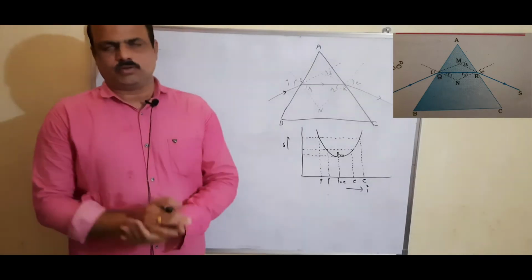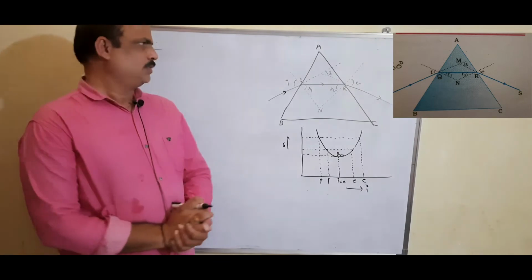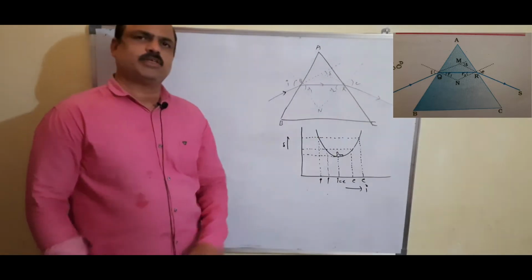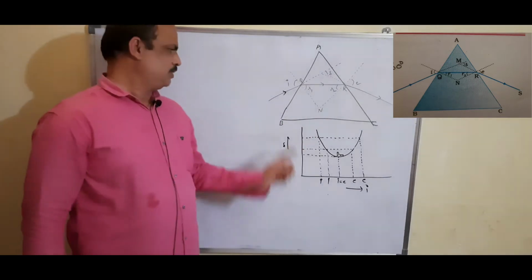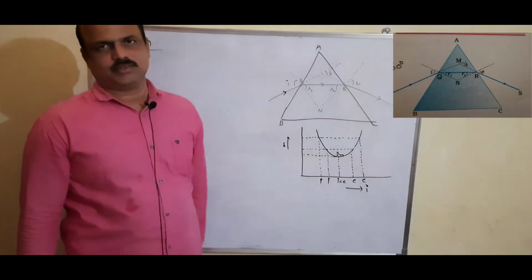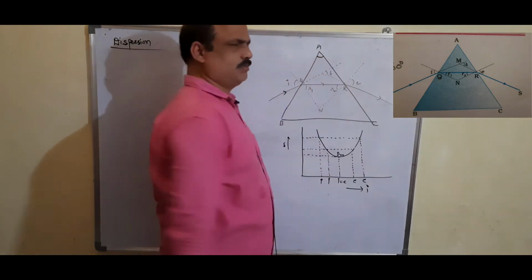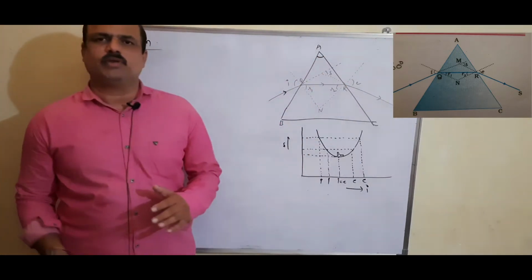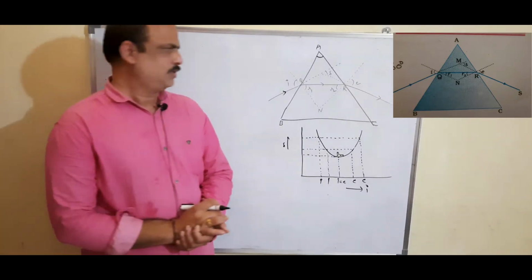So now we are going to derive the refractive index of a prism. So ABC is a prism. It has 2 refracting surfaces, AB and AC. This is nothing but what? Angle of prism. The angle between 2 refracting surfaces is called the angle of a prism.